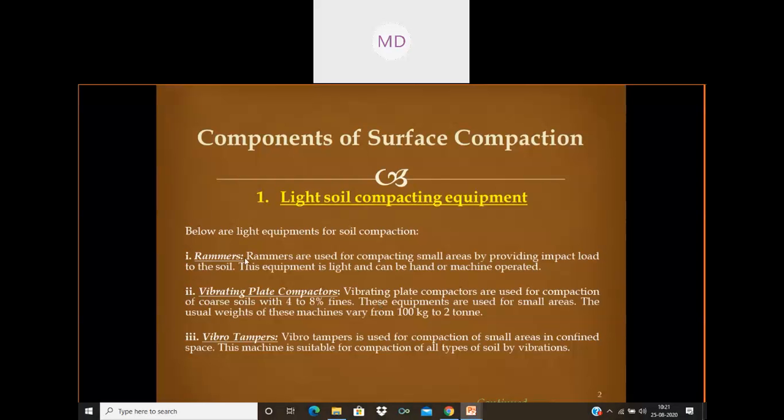So rammers are used for compacting small areas by providing impact load to the soil. This equipment is light and can be hand or machine operated. I think it is clear to you all.